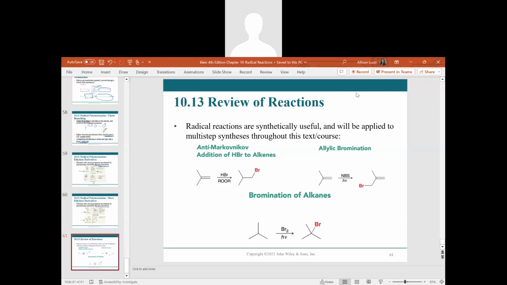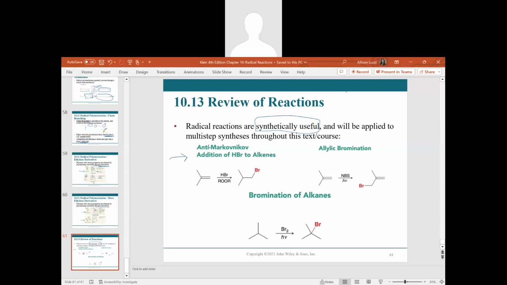In this last section from chapter 10, we're given a review of the reactions that are good to know. And that's what we're going to do here. We're just going to quickly review these three reactions that are radical reactions, which are actually synthetically useful. So these multi-step synthesis processes, we're going to apply these throughout the course. So it's good to get to know them now.